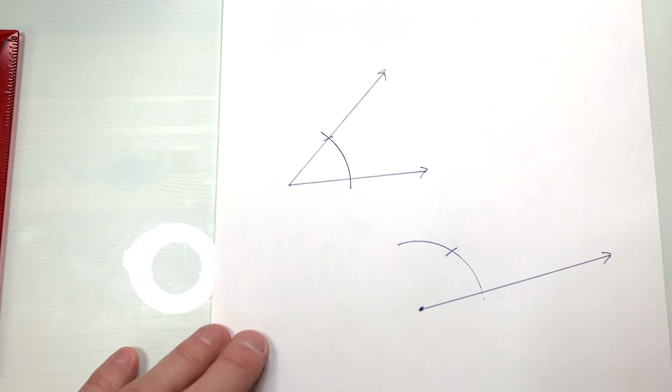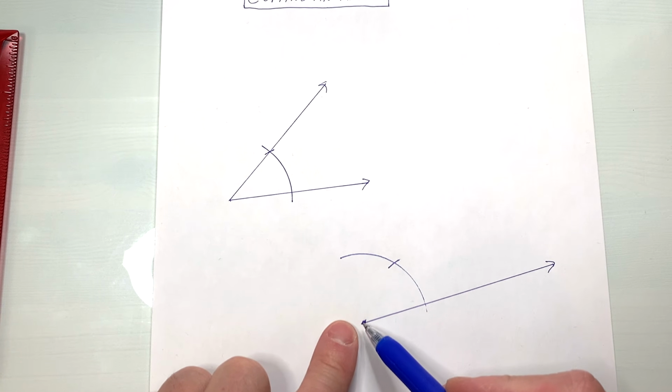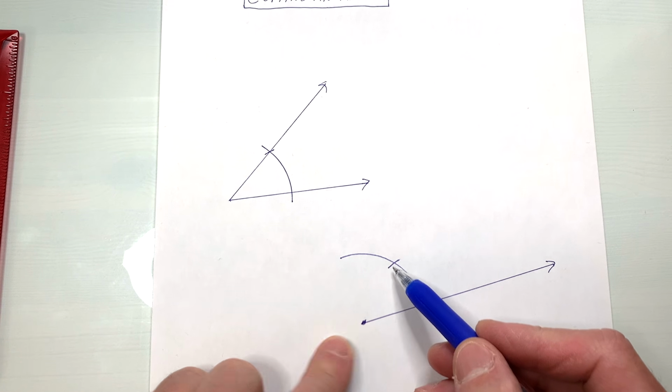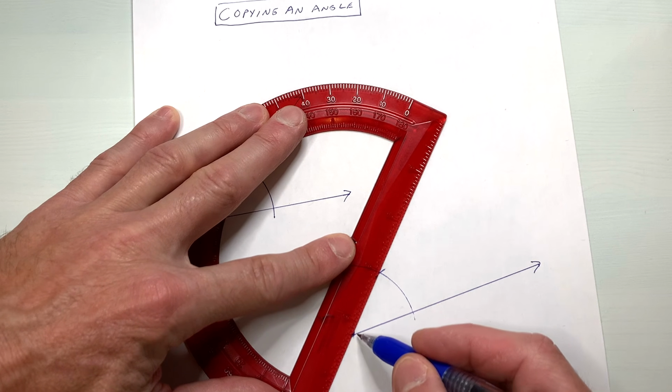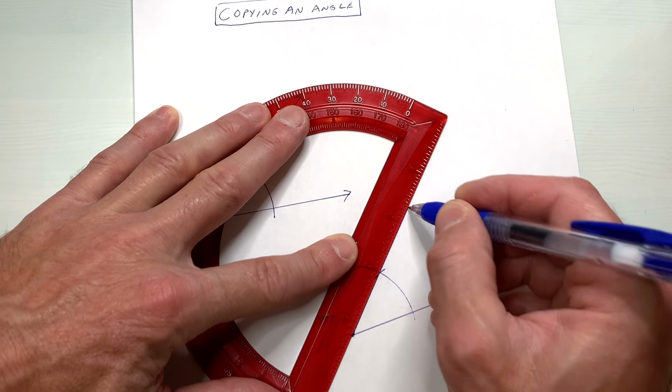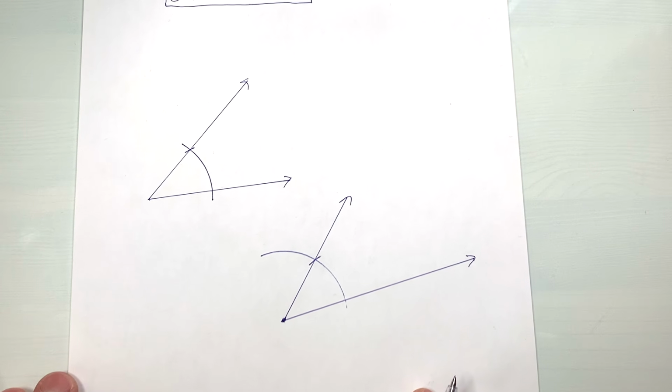Now what you can do is draw a ray from this point and this intersection, and that's going to be copying the angle. So let's go ahead and do that. And that's it. You've effectively copied that angle. So let's take a look at the next construction.